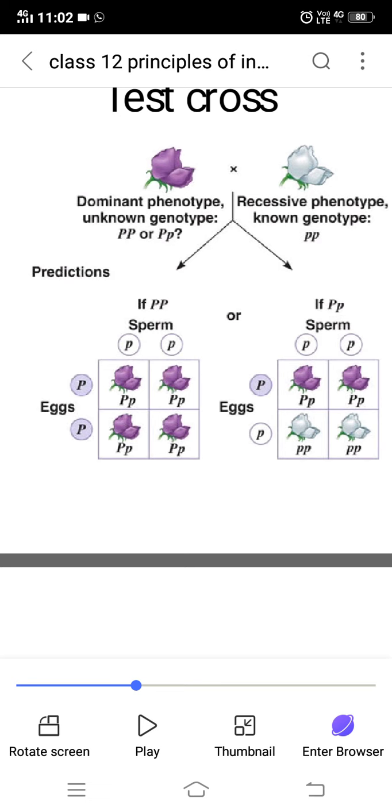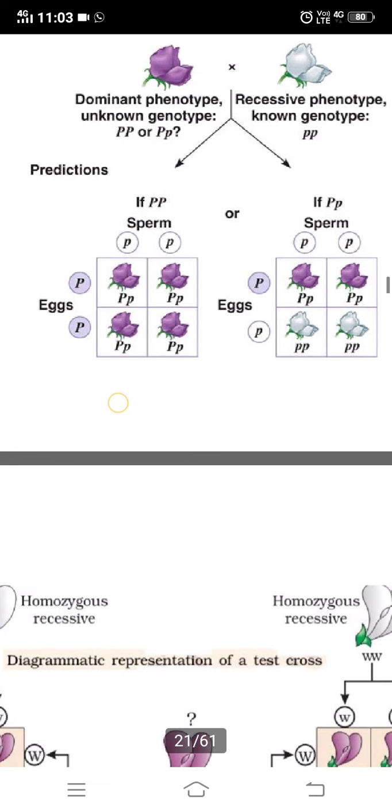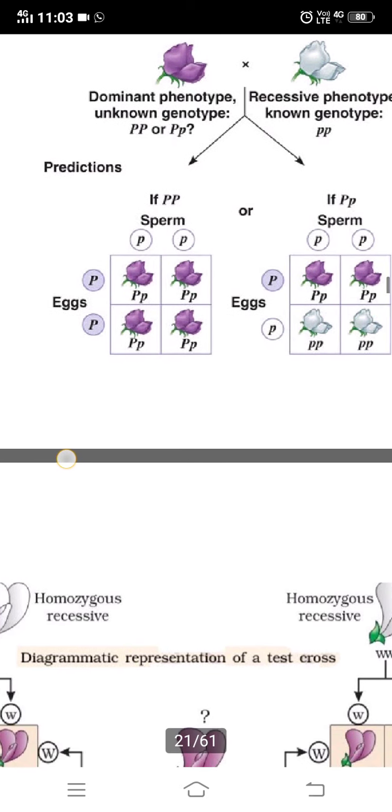Here all the progenies that you obtain are heterozygous and they are purple color. Now in this you can see capital P small p. This was the test cross that was done with small p. So here capital P small p purple, capital P small p purple, small p white, small p white. So this is how a test cross is done.